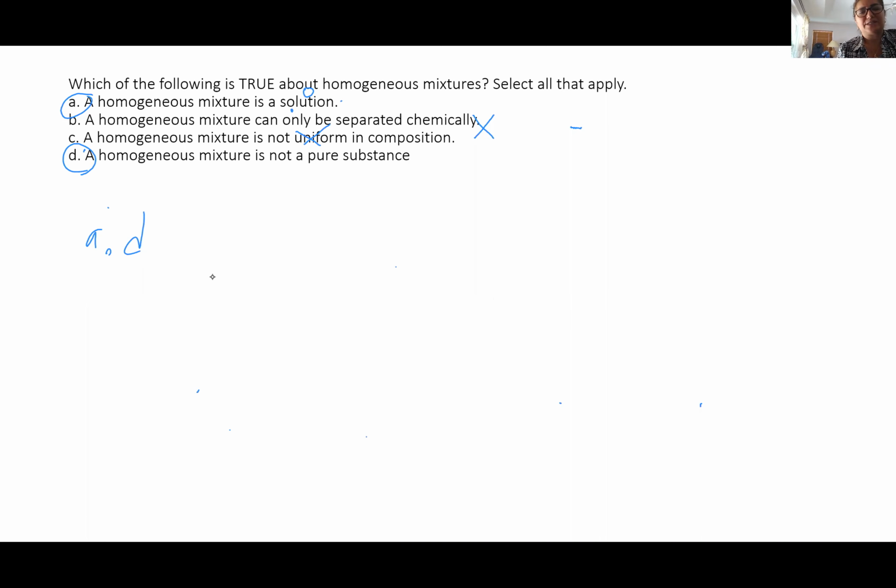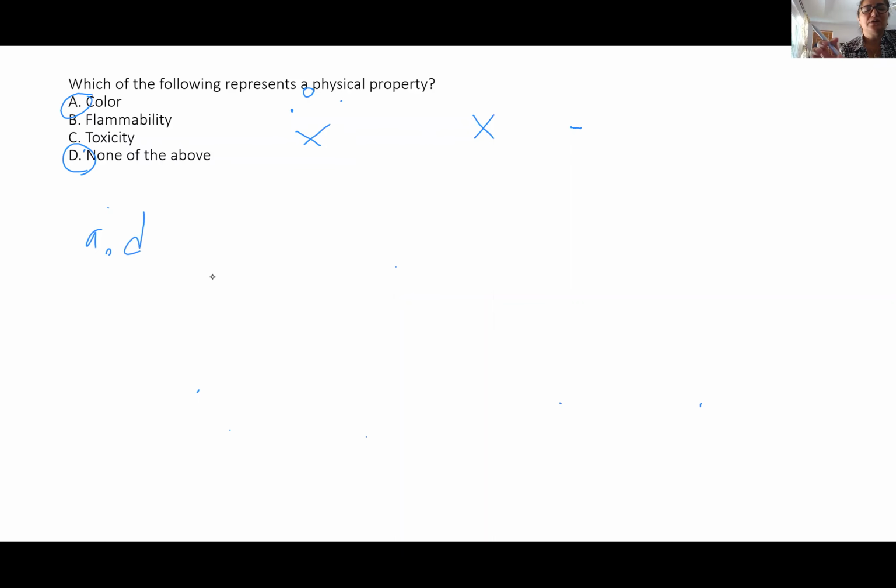What about heterogeneous mixture? When you talk about heterogeneous mixture, the components of the mixture maintain their identity. And you can see that the components are not uniform throughout the mixture, and they can be separated by filtration, by decanting, by separatory funnel. So it's more visible for heterogeneous mixture.